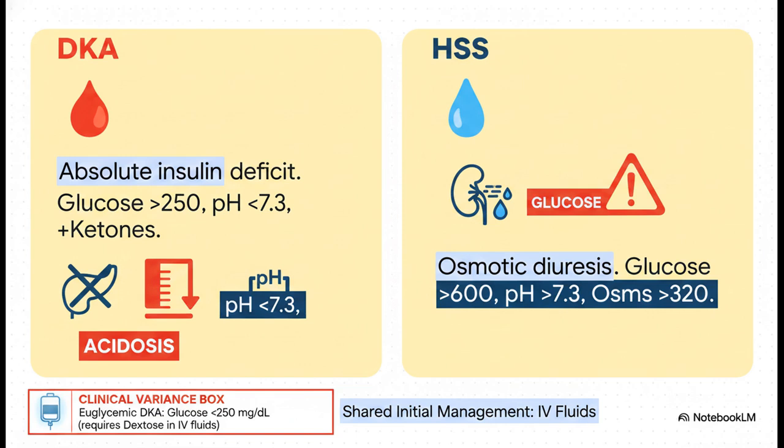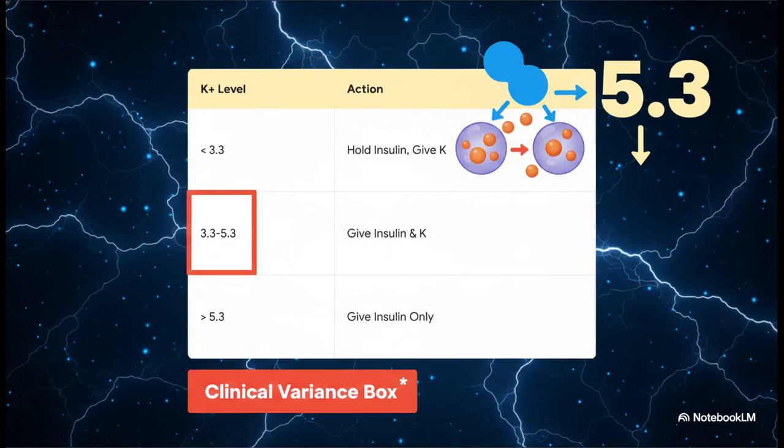Now contrast that with the hyperosmolar hyperglycemic state, or HHS. This one is usually type 2, and it's defined by sheer osmotic diuresis. You're navigating extreme glucose levels, often blowing right past 600, and profound dehydration, pushing serum osmolarity over 320. But critically, this happens without the severe ketoacidosis. Now, regardless of which specific pathway you're looking at, your very first management step must always be volume repletion with isotonic normal saline. But here's the thing.